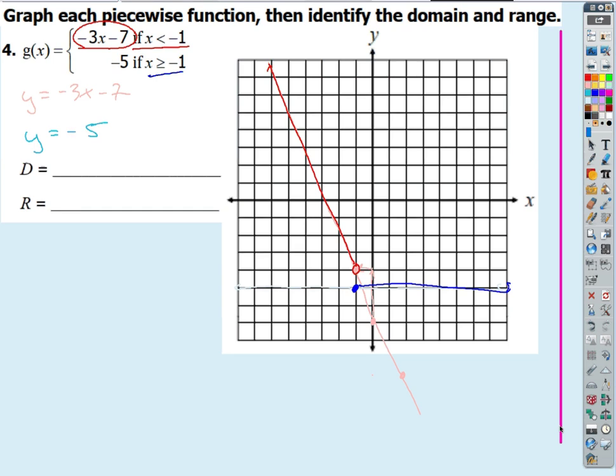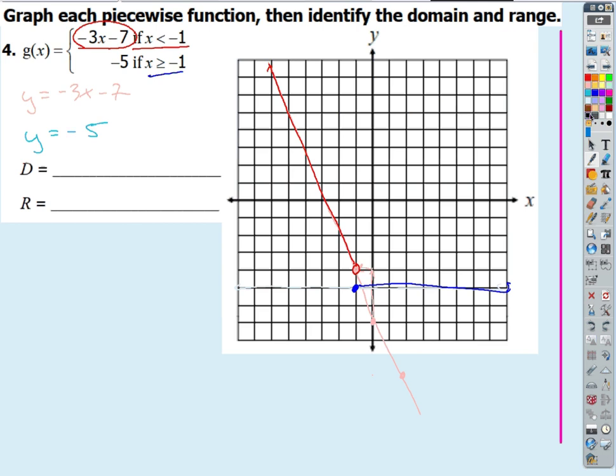Okay, but now what about the domain and the range? The domain and the range of the piecewise function. I need you to pay attention, please. So for the domain, if I want to include the set of all the possible input values, then what is it? All real numbers, right? Because there's no gap in the domain.